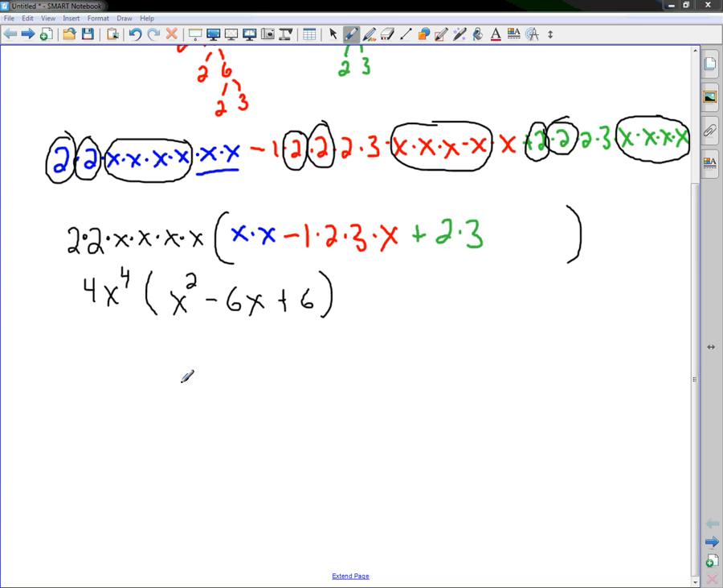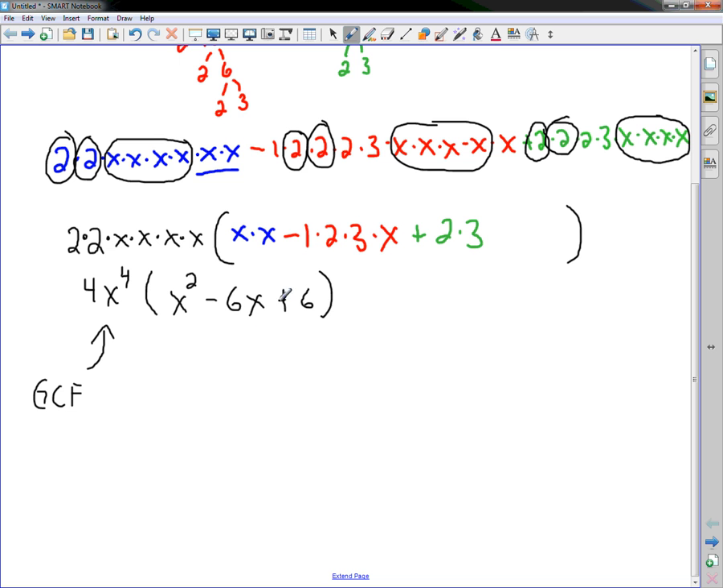Alright class, so what we've done so far is we've factored out the GCF. Some of your problems are going to ask you just to label the GCF. So this 4x to the fourth is considered our GCF. If you're asked just to identify the GCF, that's our GCF.